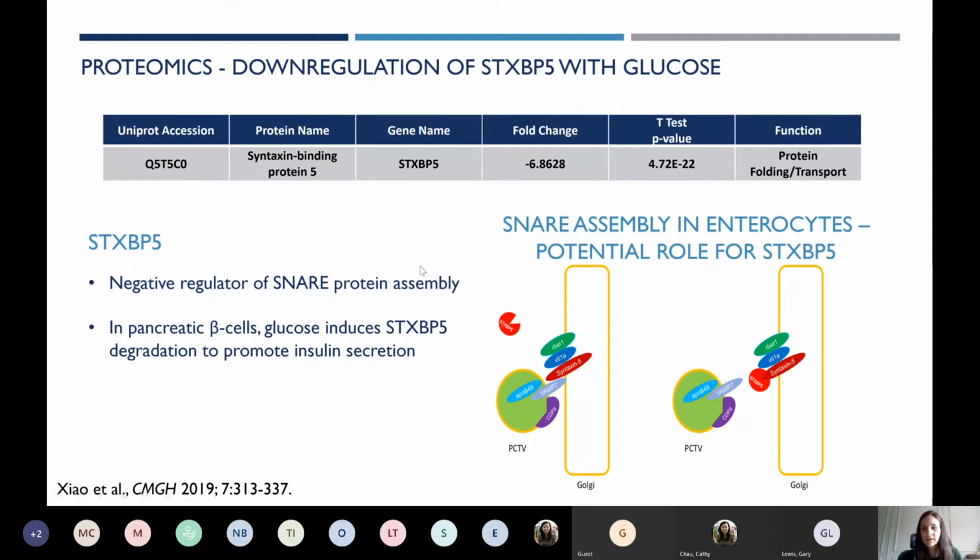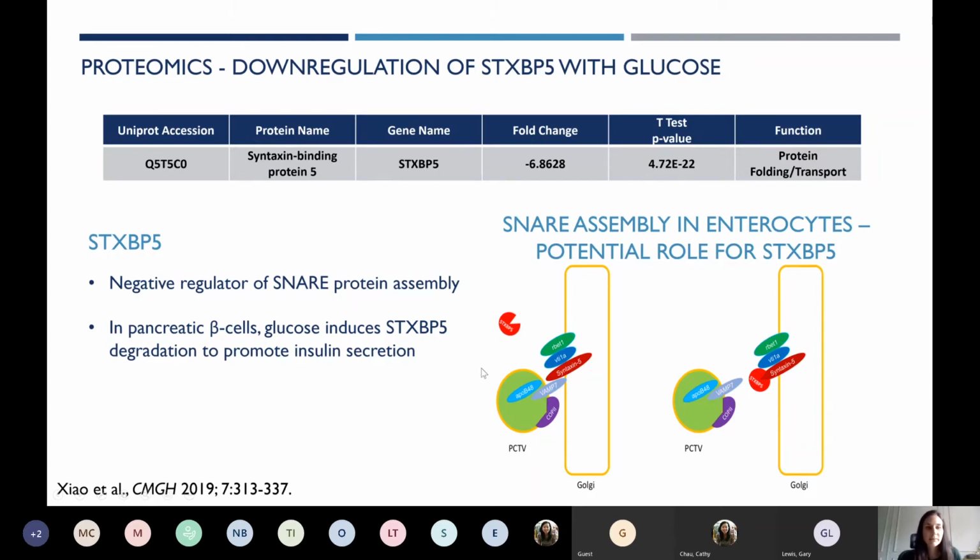And what this protein does is negative regulation of SNARE protein assembly. So when the pre-chylomicron transport vesicle coming from the ER goes to the Golgi, it forms this SNARE complex to facilitate maturation of the chylomicron. But this syntaxin binding protein 5 can bind syntaxin 5 and inhibit this SNARE formation.